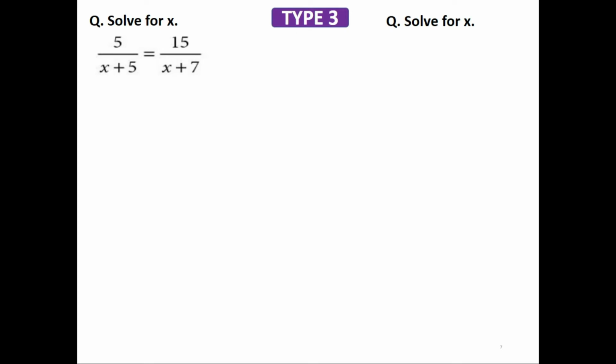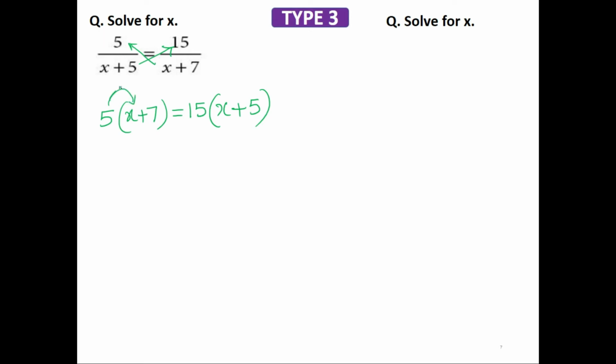Let's move on to type 3. Here you have fractions getting bigger. The question is solve for x. 5 over x plus 5 is equal to 15 over x plus 7. The step 1 remains the same. You're going to cross multiply. So 5 multiplied by x plus 7 is going to be equal to 15 multiplied by x plus 5.